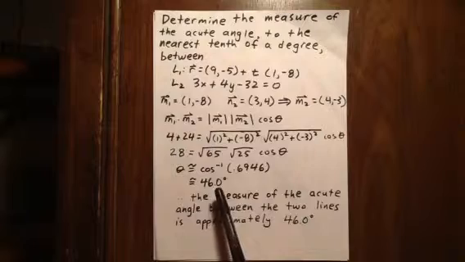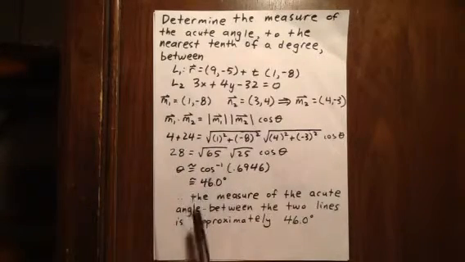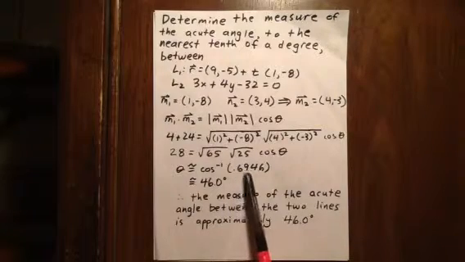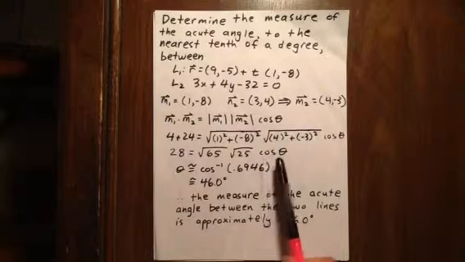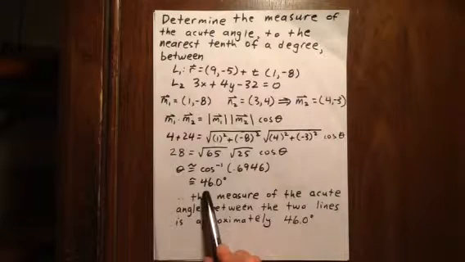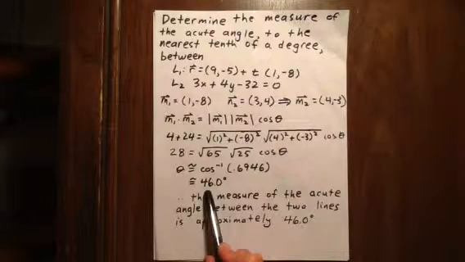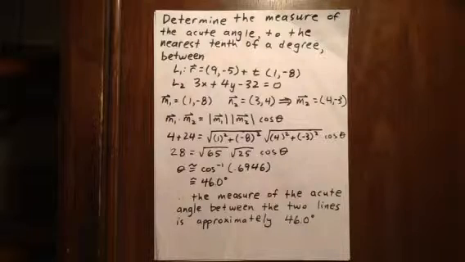Dividing through, we see that 28 divided by root 65 root 25 is approximately 0.6946, so that theta is the cosine inverse of that number. Well, using our calculators, we see that the cos inverse of 0.6946 is approximately 46.0 degrees. So the measure of the acute angle between the two lines given is approximately 46.0 degrees.